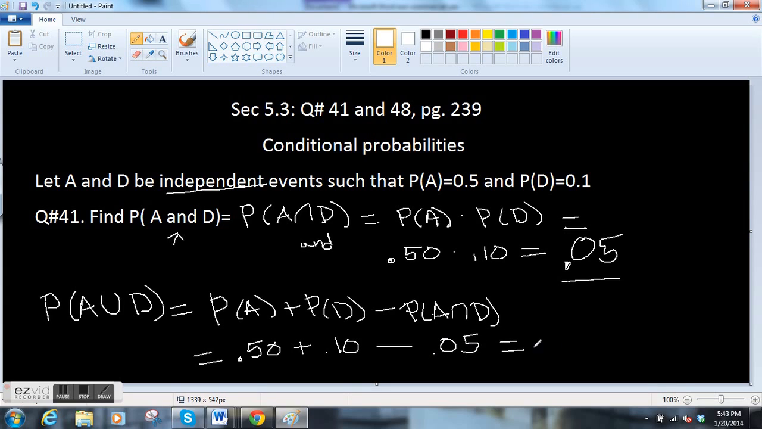So the answer is 0.55. The book did not ask for this, probability of A union D. This is a bonus, extra exciting bonus question for you right here. So that's how you do question 41. Because they're independent, you multiply them together and get 0.05. I'm going to pause it and set up question 48, which is a little bit harder.